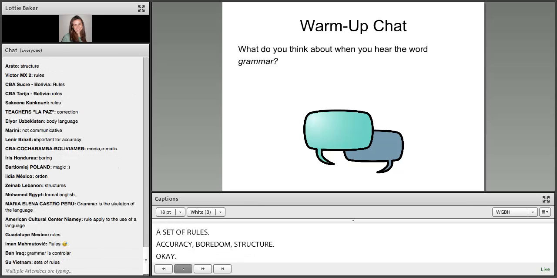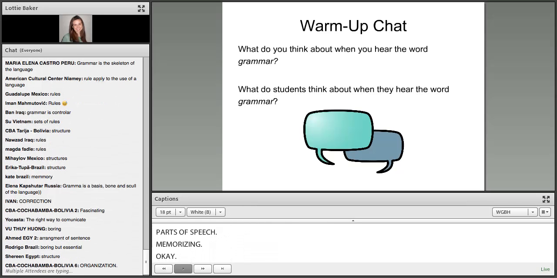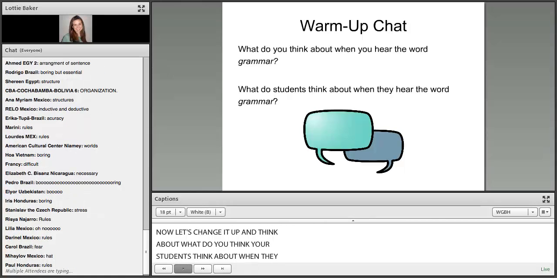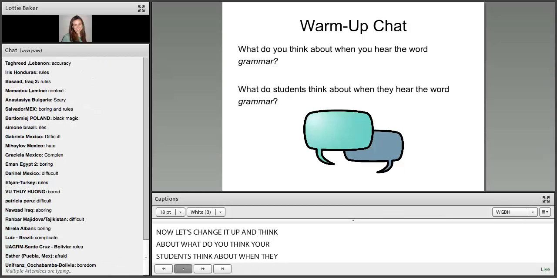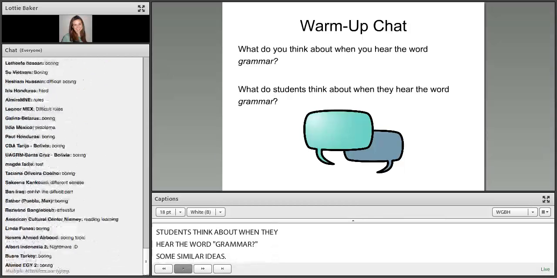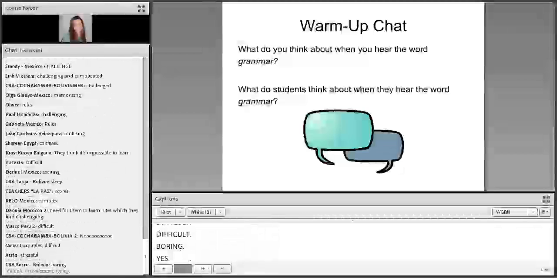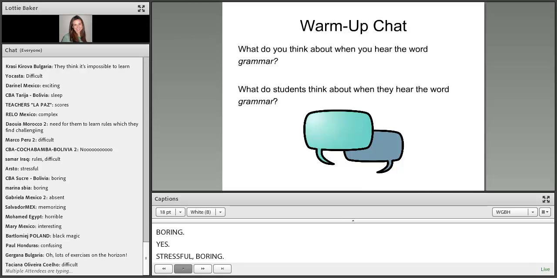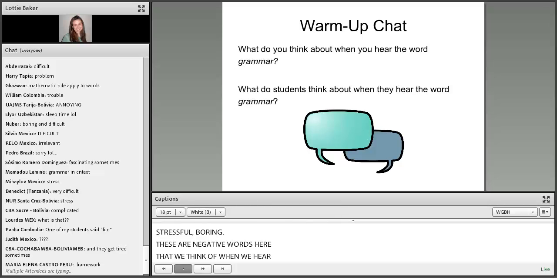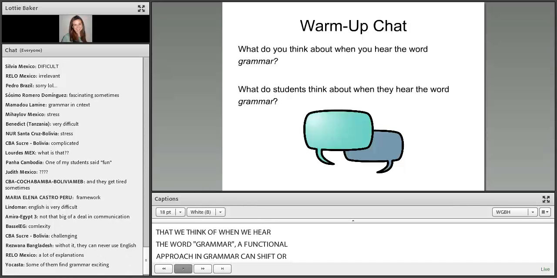Okay, now let's change it up and think about, what do you think your students think about when they hear the word grammar? Some similar ideas, right? Necessary, boring. I see boring a lot here. Difficult, boring. Yes, stressful, boring. So these are some negative words that we think of when we hear the word grammar. A functional approach in grammar, which we'll talk about in a minute, can often shift or change these negative perceptions and help us see grammar as important to communication.